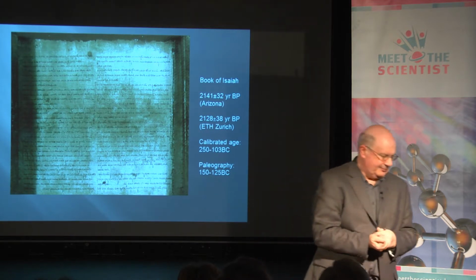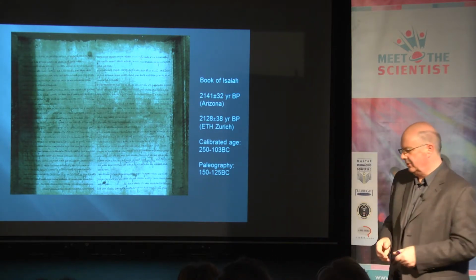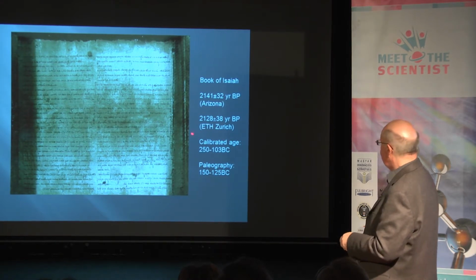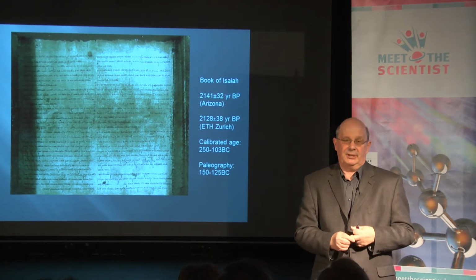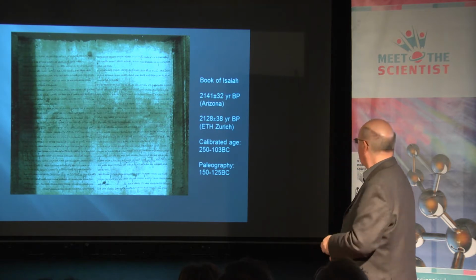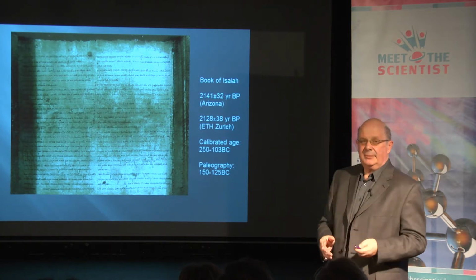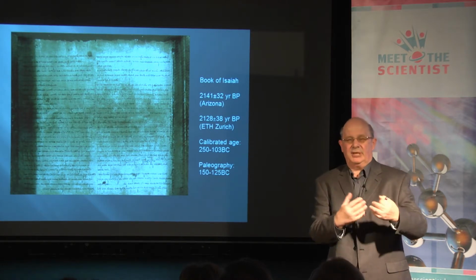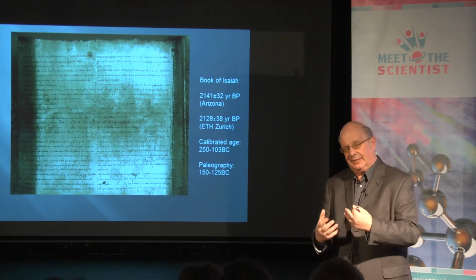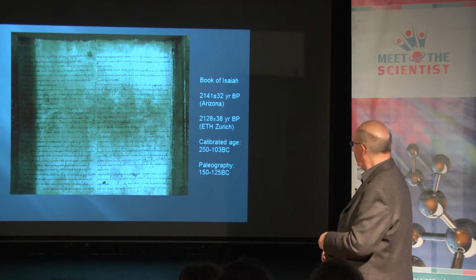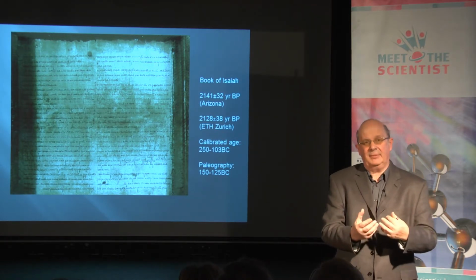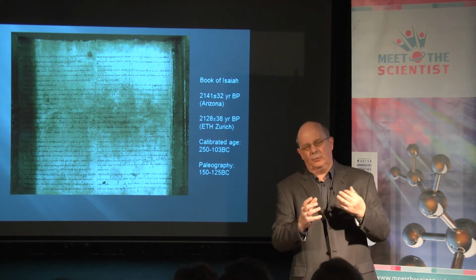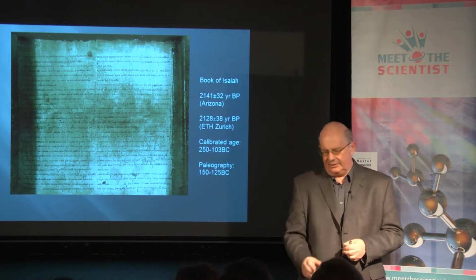So the date of this object, I just show you as an example. This is measured in Arizona and also in Zurich. There's another lab there. And the ages are the same. And this is the age based on the radiocarbon age. That is the measurement without doing any calibration. And then this is the estimate using a calibration, which is the same as what somebody would tell you the age of this object was from the style of the writing.